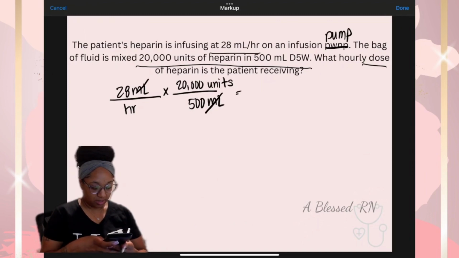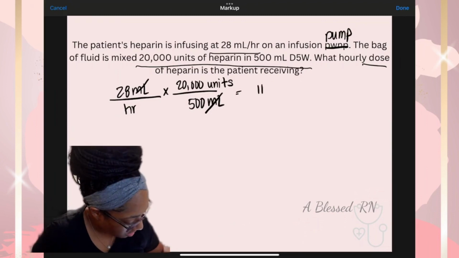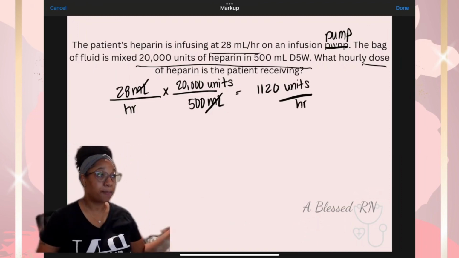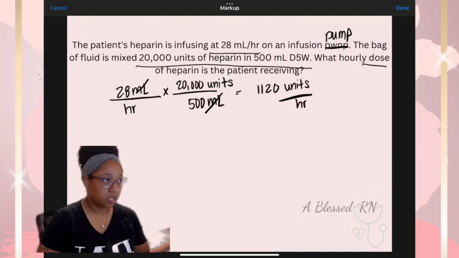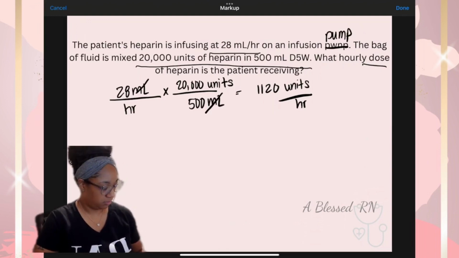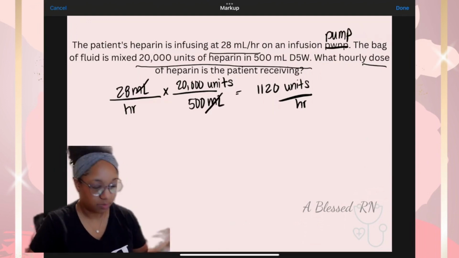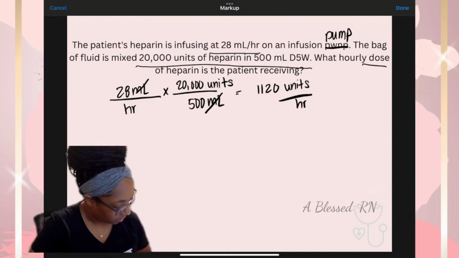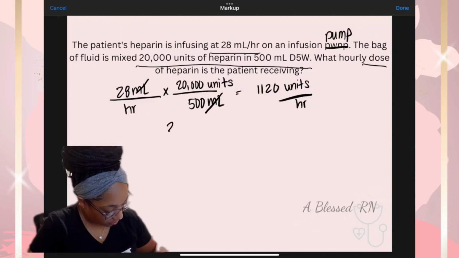28 times 20,000 divided by 500. This many units in an hour. Okay? You can also do this in ratio and proportion. I was going to say dimensional analysis, but this was dimensional analysis. So you got 28 mLs.